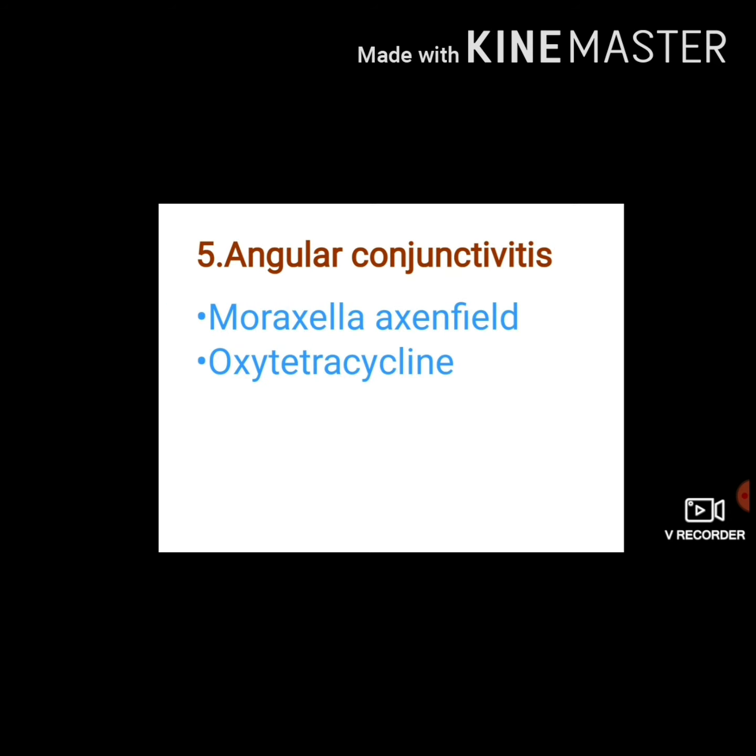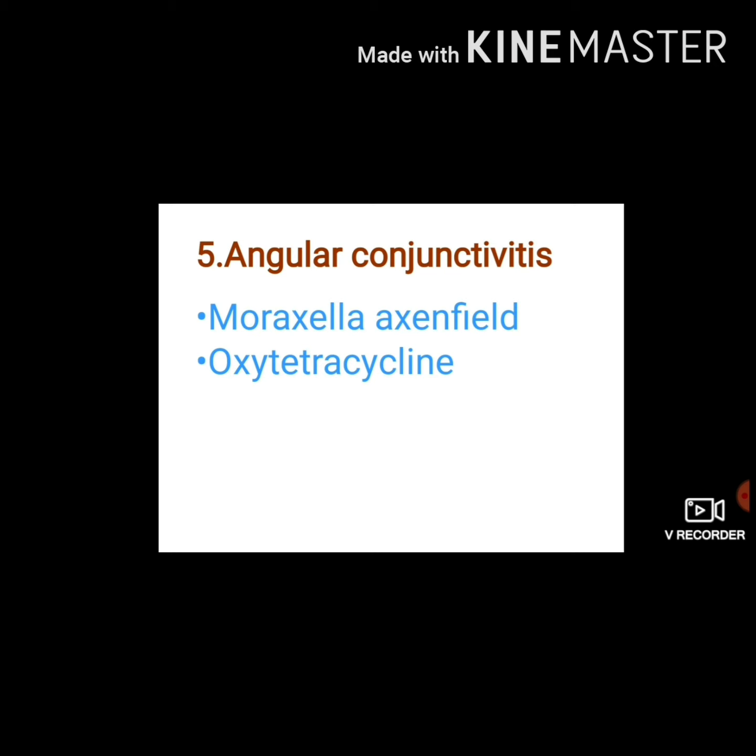The next, 5th question, is angular conjunctivitis. Angular conjunctivitis is nothing but conjunctivitis involving mainly the lid margin and the conjunctiva near the angles, that is the medial angle and the lateral angle, or the lateral canthus and the medial canthus. It is caused by the Moraxella Axenfeld bacillus. The source of infection is from the nasal cavity.